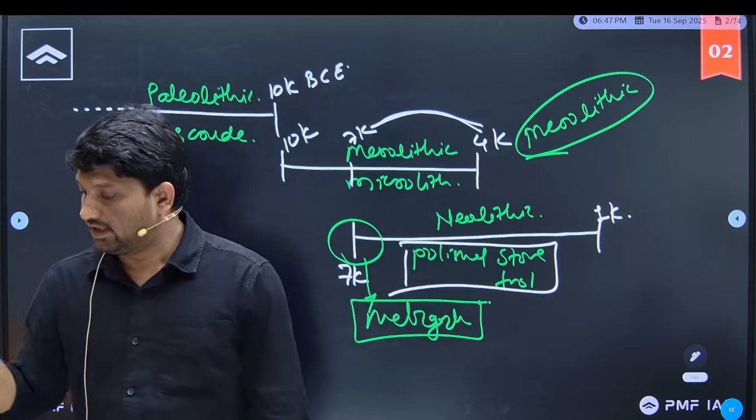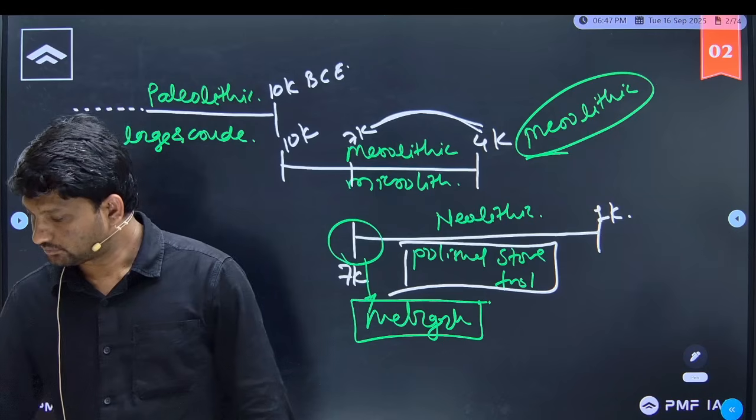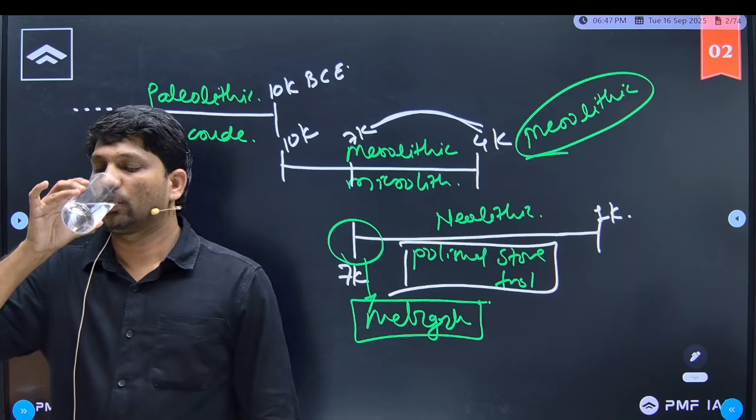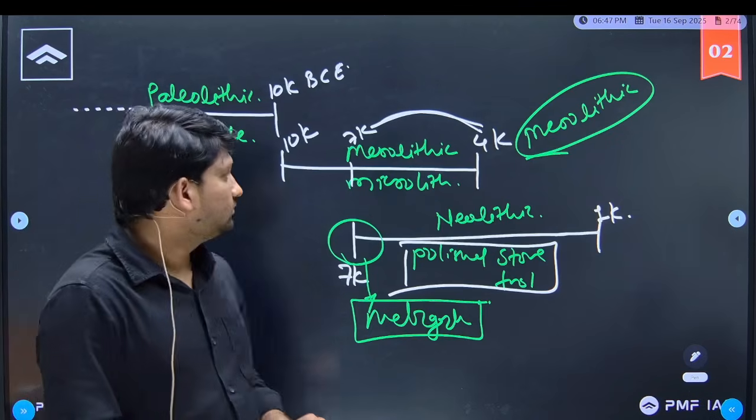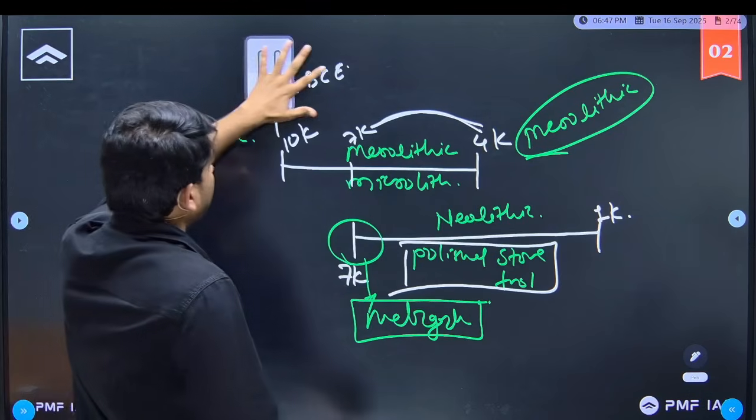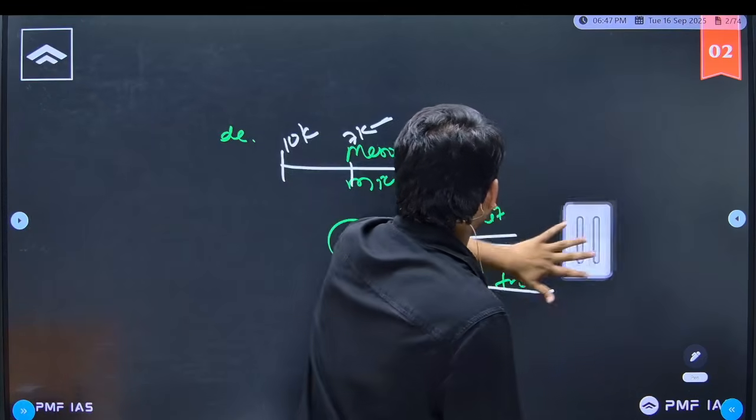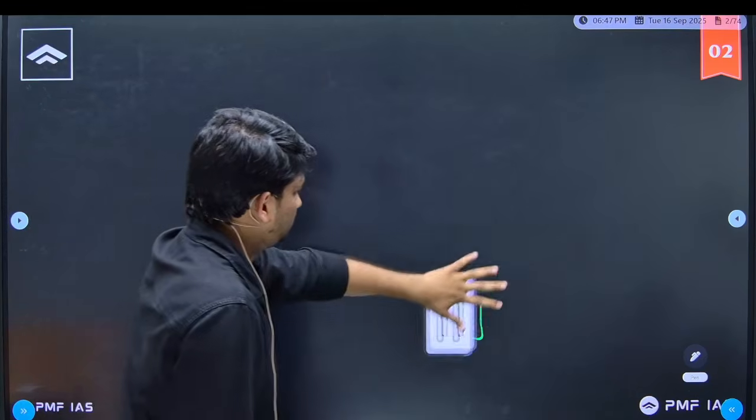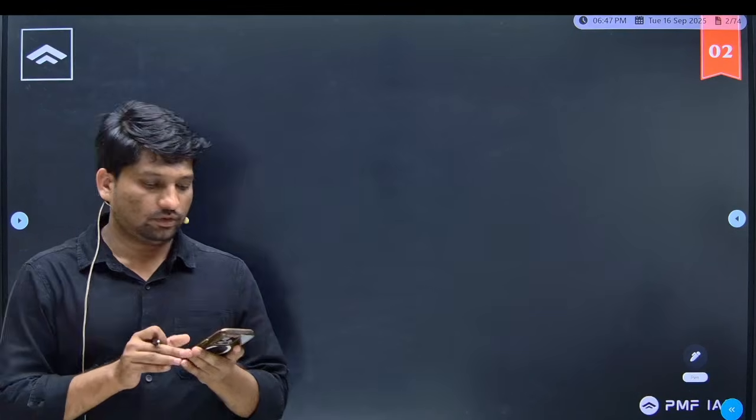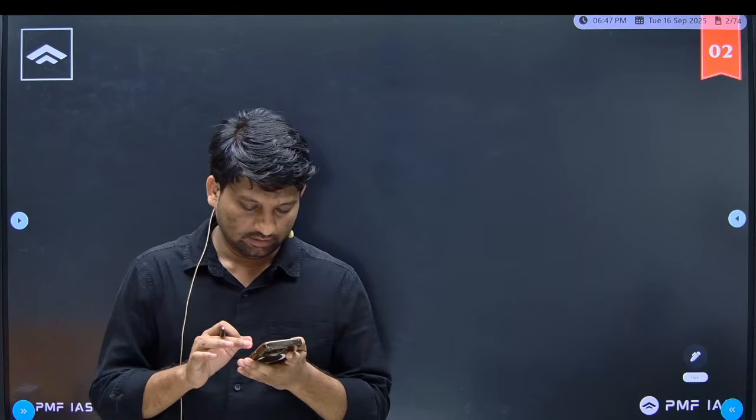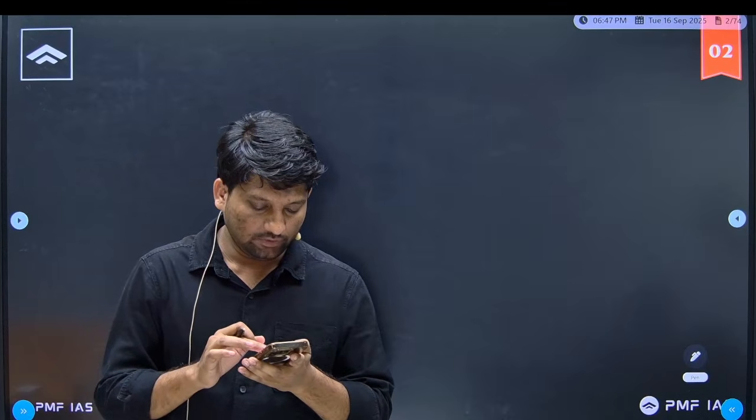Now we will see the Chalcolithic age. Everything is clear? Abhinav, am I audible to everyone?